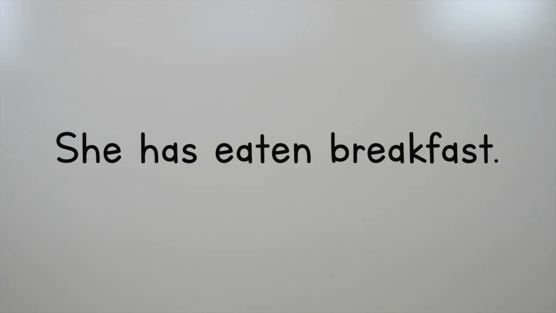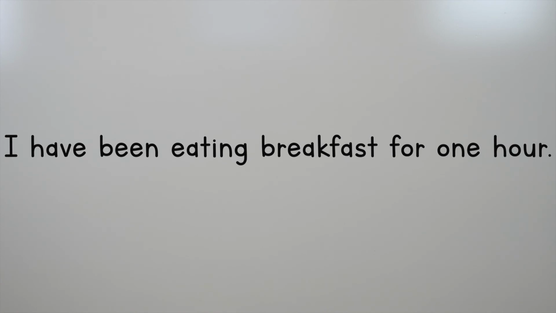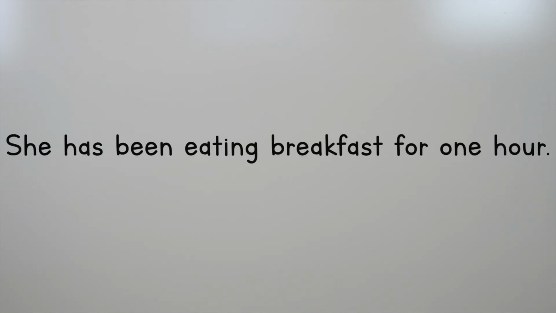"She has eaten breakfast." And with the last picture, using the perfect continuous, your sentence would sound like, "I have been eating breakfast for 1 hour." Using the pronoun she, "She has been eating breakfast for 1 hour." I hope seeing these aspects together with pictures helped you understand and compare how the different verb aspects in this tense can have very different meanings.